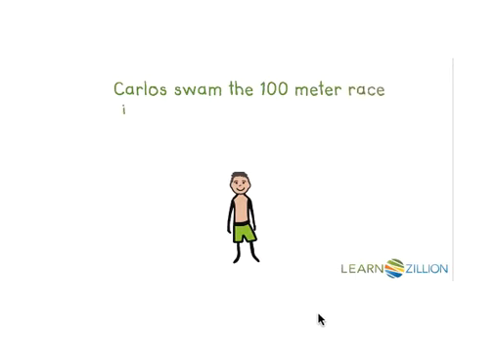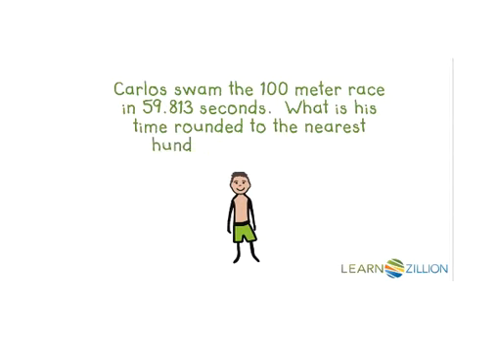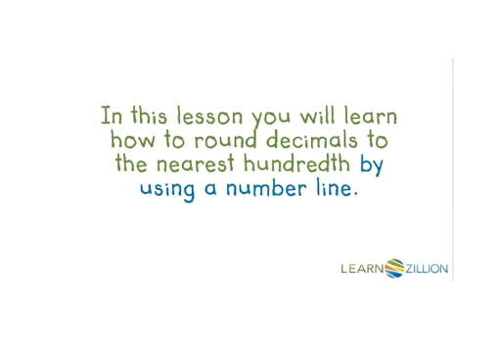Carlos swam the 100-meter race in 59 and 813 thousandths seconds. What is his time rounded to the nearest hundredth of a second? In this lesson, you will learn how to round decimals to the nearest hundredth by using a number line.